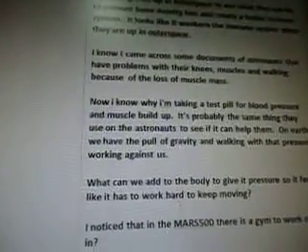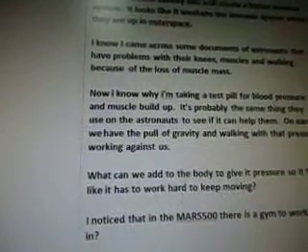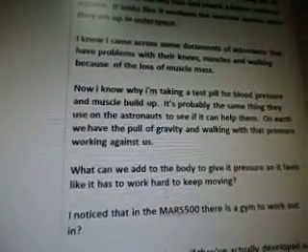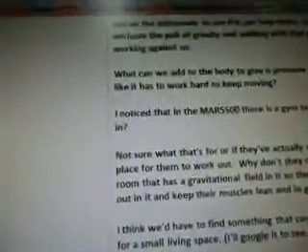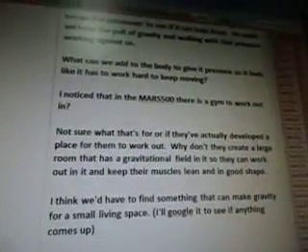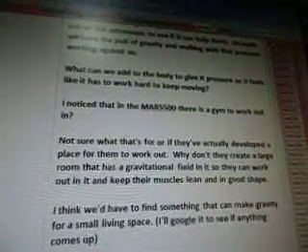It's probably the same thing they use on the astronauts to see if it can help them. On Earth we have the pull of gravity and walking with that pressure working against us. What can we add to the body to give it pressure so it feels like it has to work hard to keep moving? I noticed that in the Mars 500 there is a gym to work out in.